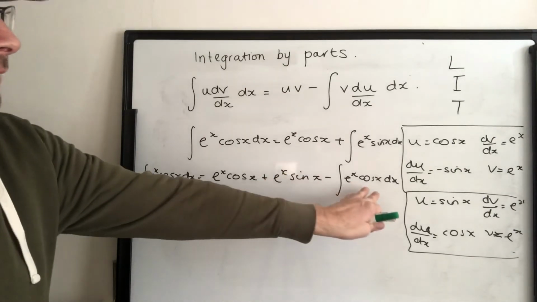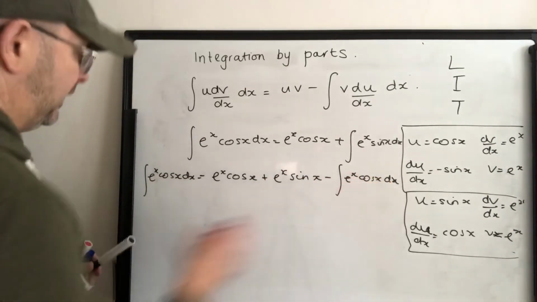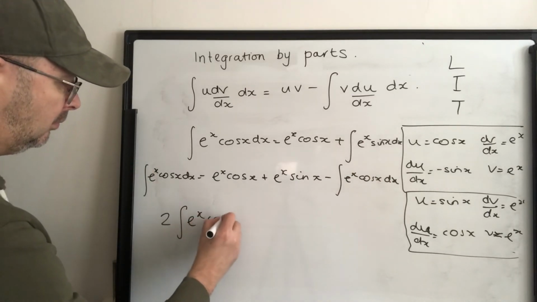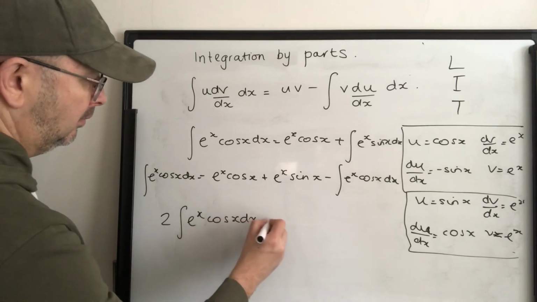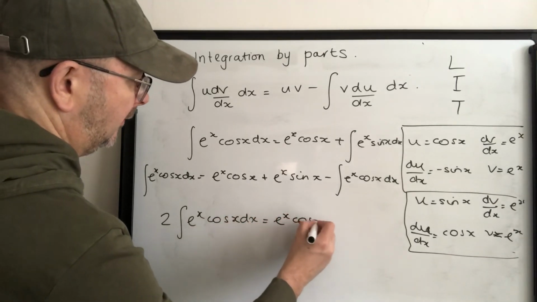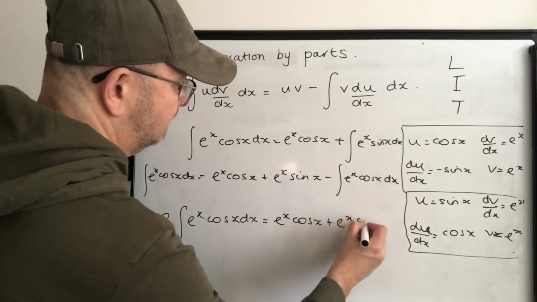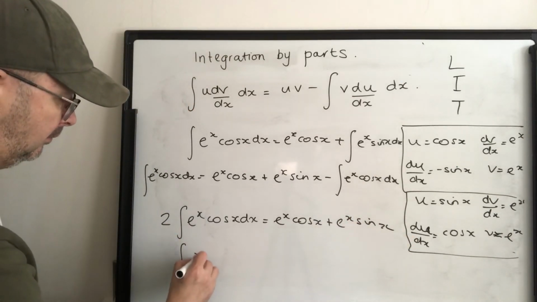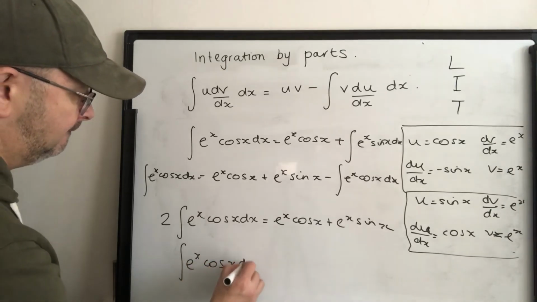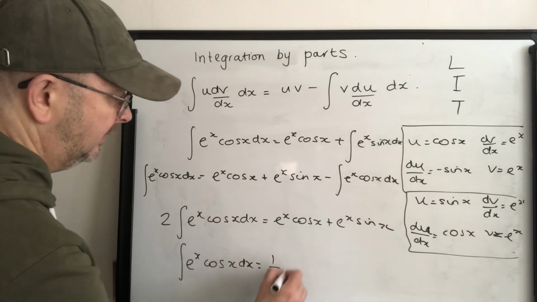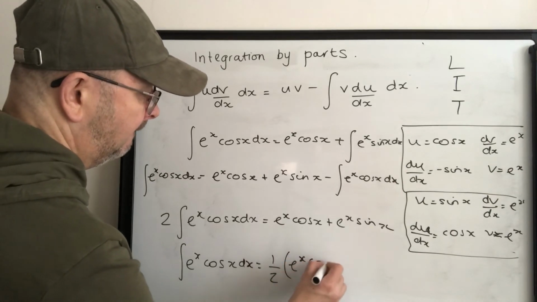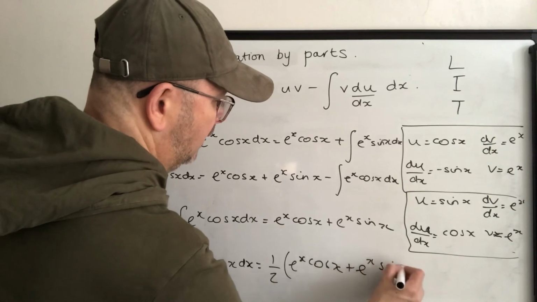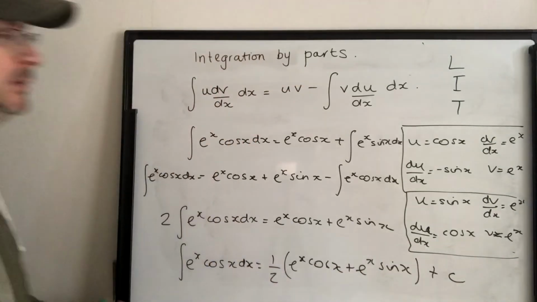So the reason we have to write down that side is that if we add that to both sides, we'll get this. So therefore, I'll halve everything there. And just whack on a plus C at the end and you're done.